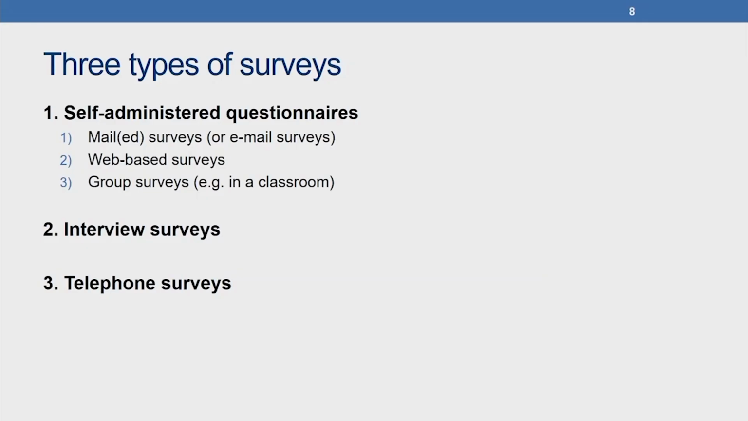Based upon the discussion that I have had so far, we can have three types of surveys. One is self-administered questionnaires, self-administered surveys wherein the interviewer approaches the interviewee personally. There is a physical interview. It can be either a physical interview, or we are self-administering the questionnaires through a certain medium. It may be email surveys, web-based surveys, or group surveys in a classroom.